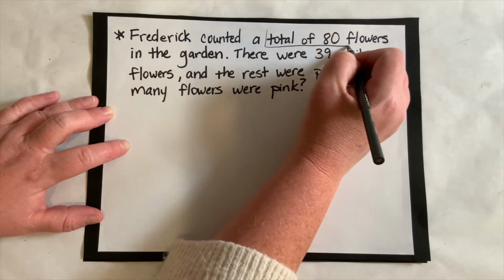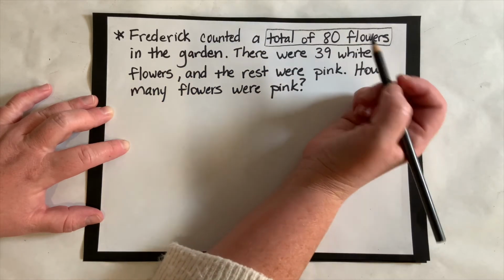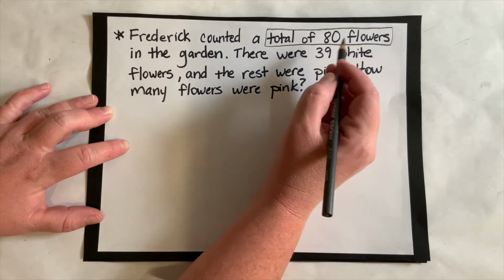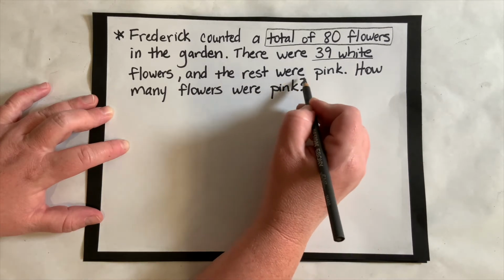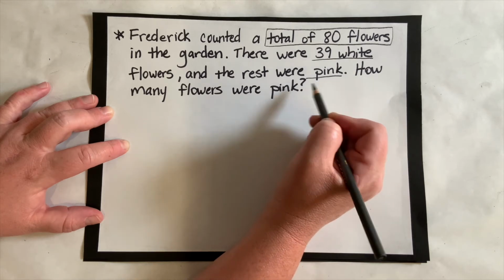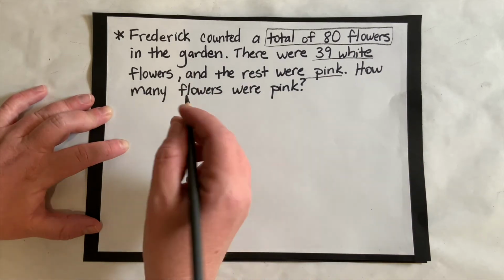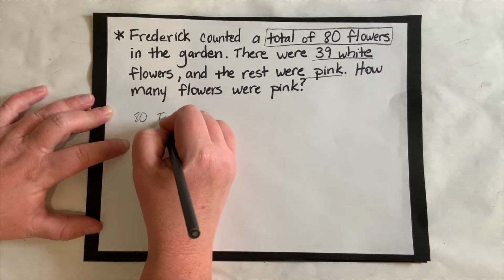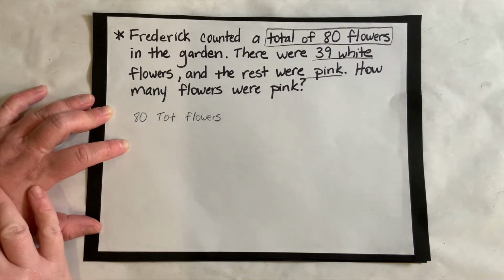So what I like to do, and I always do this, I usually underline or draw a circle or a box around the important stuff. So we know there was a total of 80 flowers in the garden. How many white ones did we have? 39 white flowers, and the rest were pink. They want to know how many flowers were pink. So that's the one that's missing. So what I like to do is maybe write a couple things. You know, I might say, okay, let's just put 80, and you're just going to watch me do this. There's 80 total flowers, right?